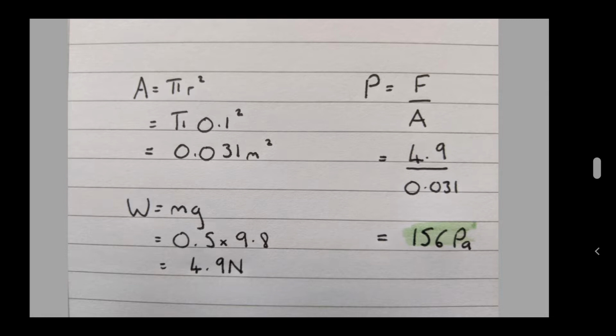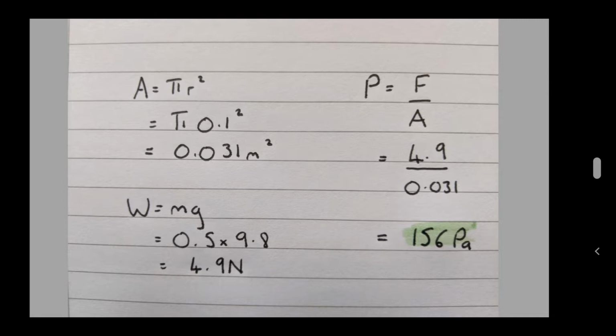So W equals mg is going to be 0.5 times 9.8, because 9.8 is the gravitational field strength, 0.5 is the mass. You get 4.9, I insert that into F. Then I find the area. In this case, it is a cylinder, so a circle means pi r squared. I figure that out, I put that into the area.